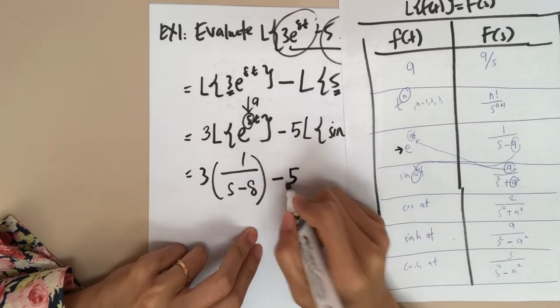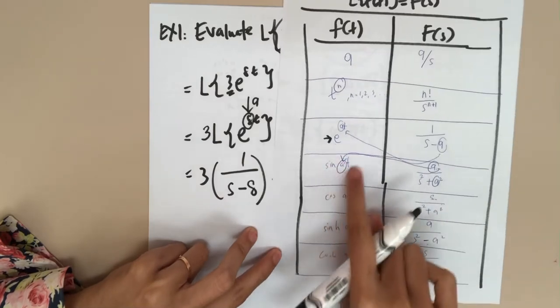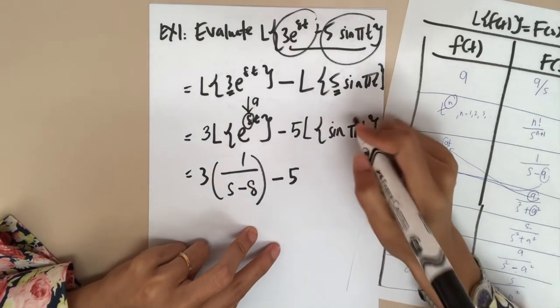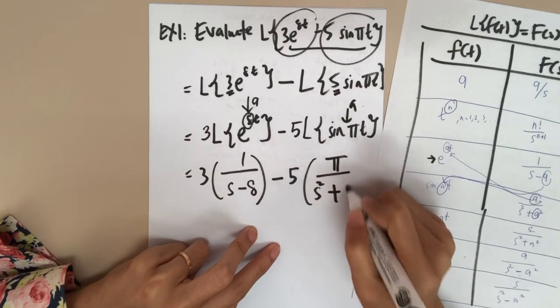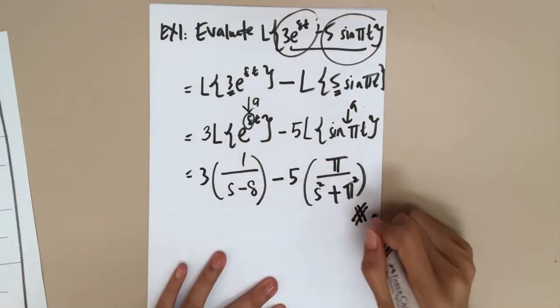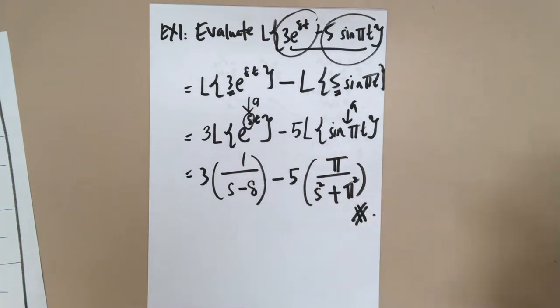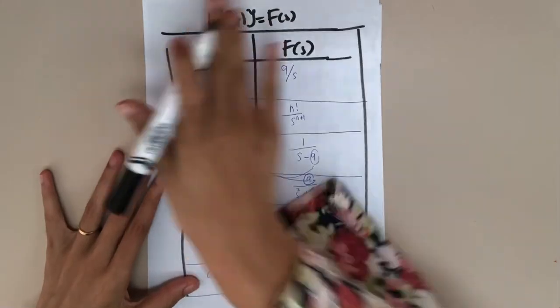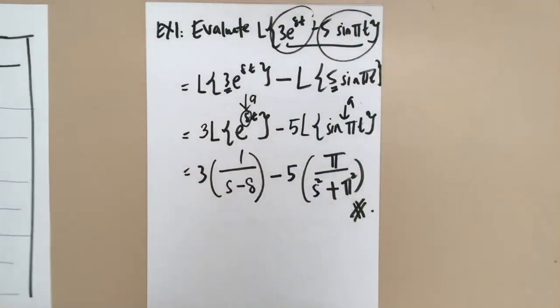Now that's the second function, sin pi t. So sin pi t is here, sin at, which means your a here is pi. So it becomes pi over s squared plus pi squared. This is the answer. Easy, right? It's straightforward. You just refer to the table and you get the answer from the table. So this is your f(t), this is your F(s), and here is the answer. Okay, I'll give you another example.